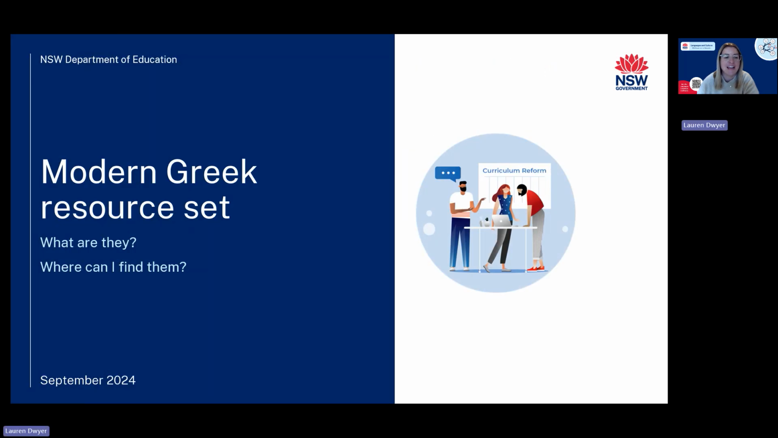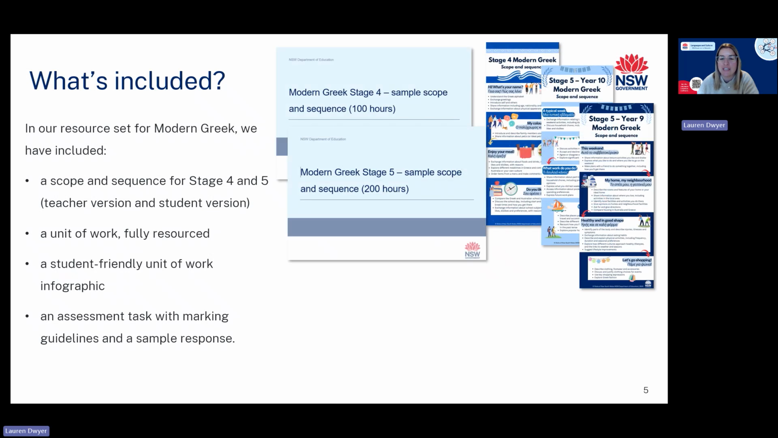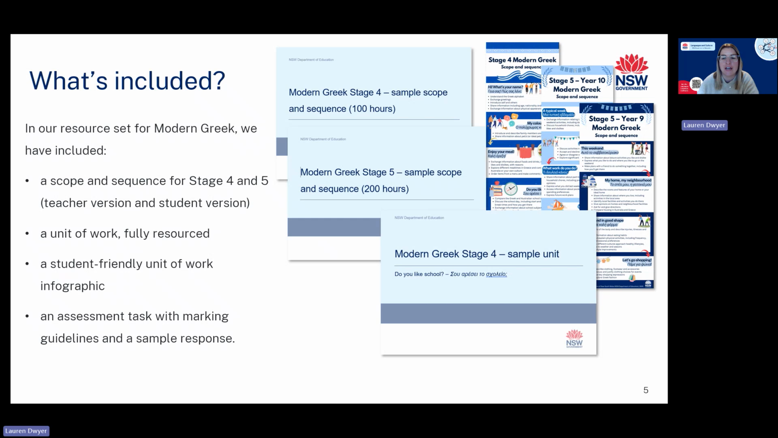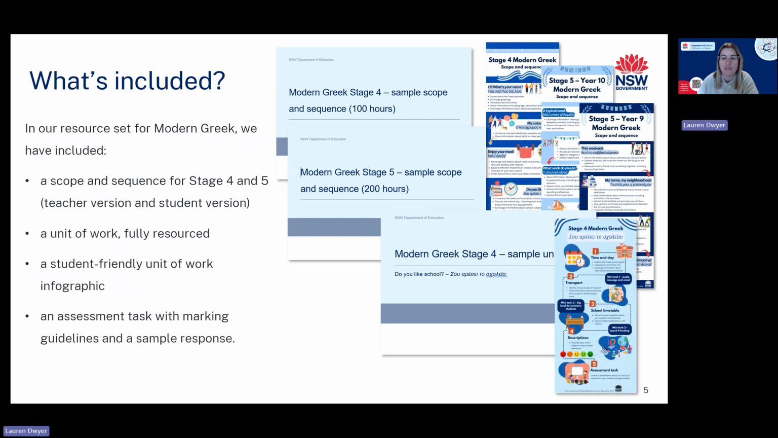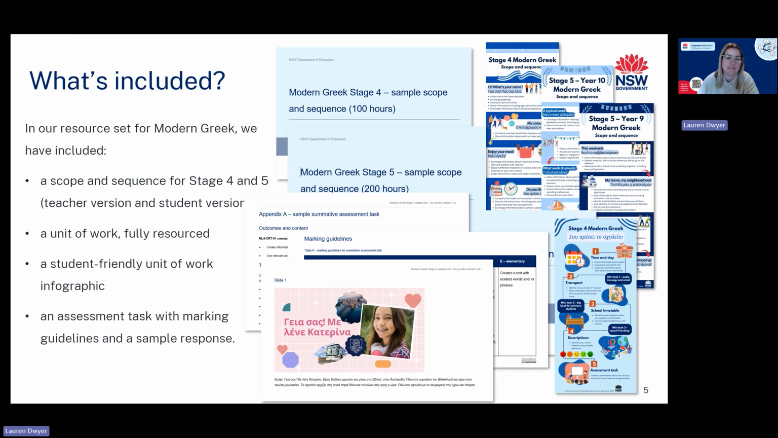So let's start by looking at our Modern Greek resource set. Where is it and where can it be found? In our resource set for Modern Greek, we have included a scope and sequence for stages 4 and 5, including a teacher version and a student-friendly scope and sequence infographic, a unit of work with 39 accompanying resources, a student-friendly unit of work infographic, an assessment task with marking guidelines, and a sample response.